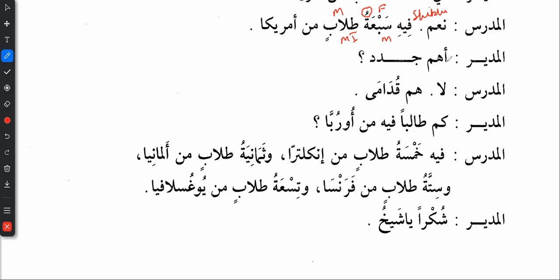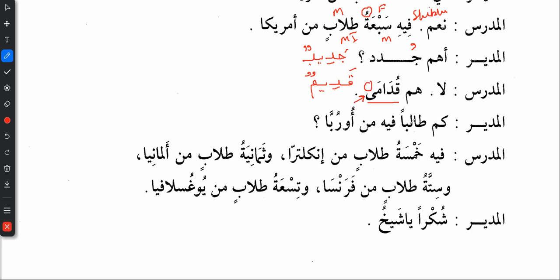Ahum judud? Judud is the plural of jadid. Jadidun means new. And judud can be used for male and also for feminine. So the teacher says, La, hum qudama. Hum qudama means they are old. Qudama is the plural of qadim, qadimun. La, hum qudama. And this is a weak letter, so it cannot carry a haraka over it.